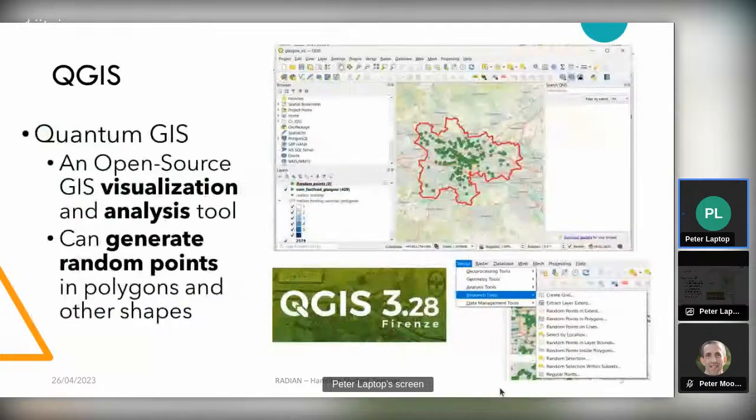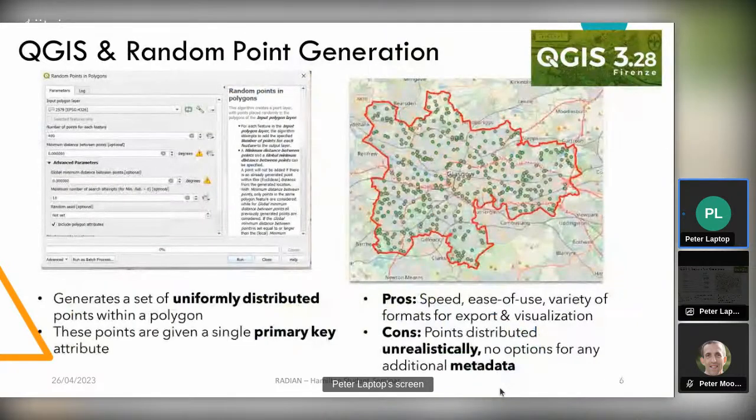I already mentioned that QGIS, as I'm sure everyone here is aware, is capable of doing this. QGIS is an open source GIS visualization and analysis tool, and it can generate random points in polygons, given some kind of shape. These points are very uniformly distributed throughout the polygon. They don't give you any options for extra metadata. You have to do that yourself with some post-processing. They do have a primary key, but that's limited in its utility in classroom examples if you want to use real-looking data.